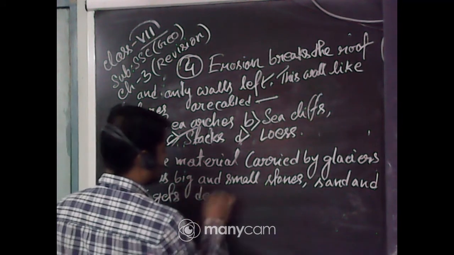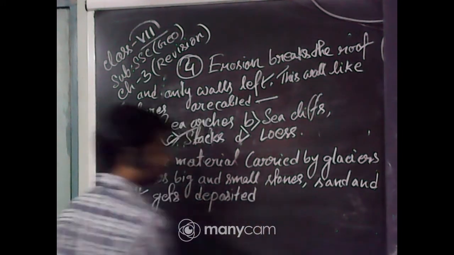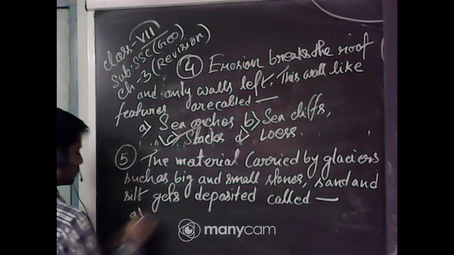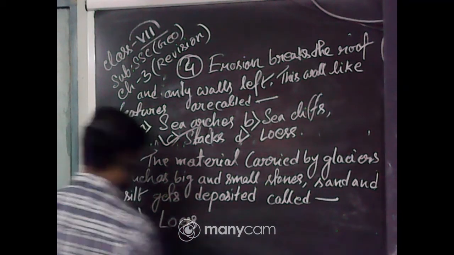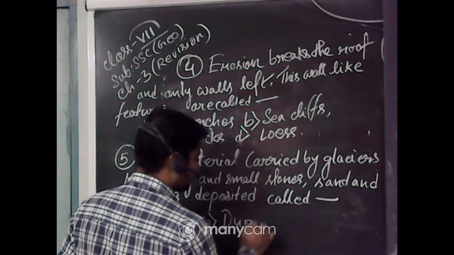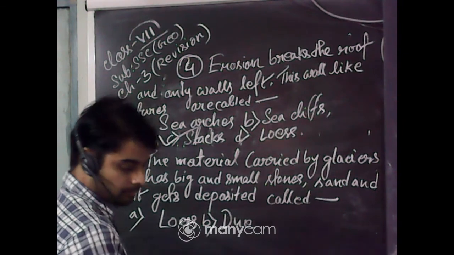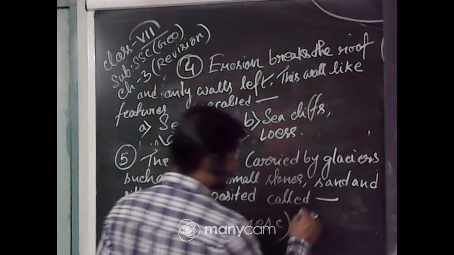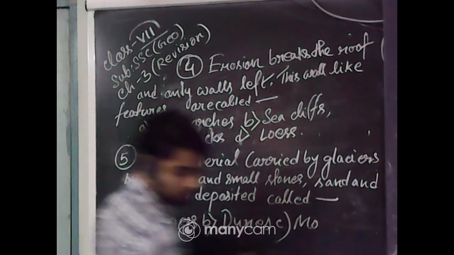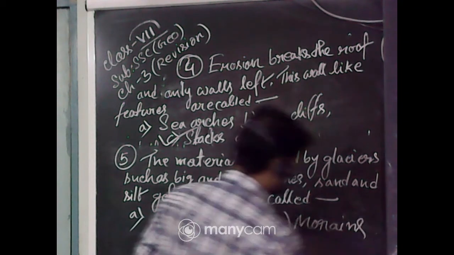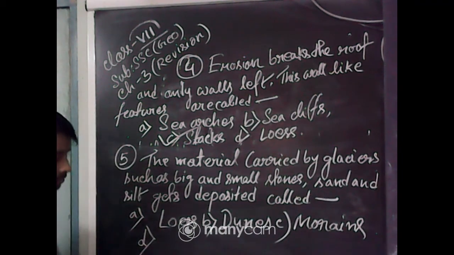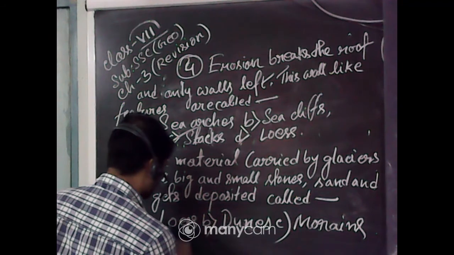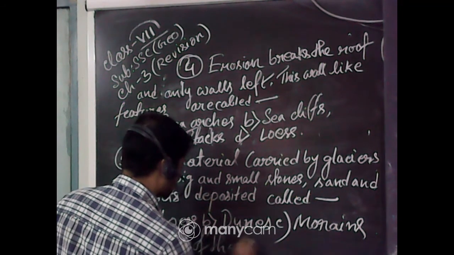gets deposited, called: A, loess; B, dunes; C, moraines; and D, none of these. So which is the correct option?